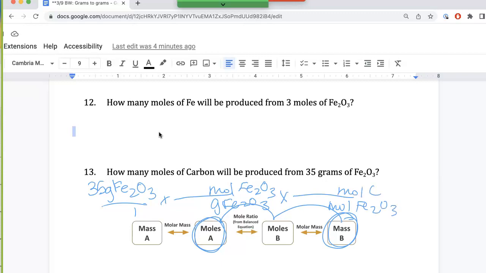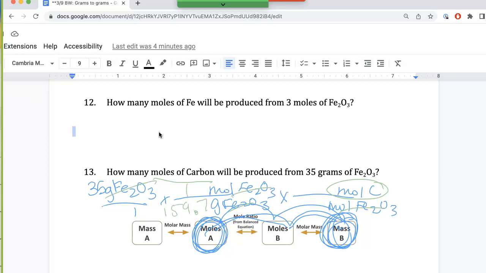Notice I stop here because I'm going mass of one thing to moles of another compound. I don't ever need to find the mass. So I want to make sure I don't go too far, and I could check that by when my units cancel, I'm left with moles of carbon, which is what I want. So our molar mass for Fe2O3 is 159.7 grams, and there are that many grams in 1 mole.